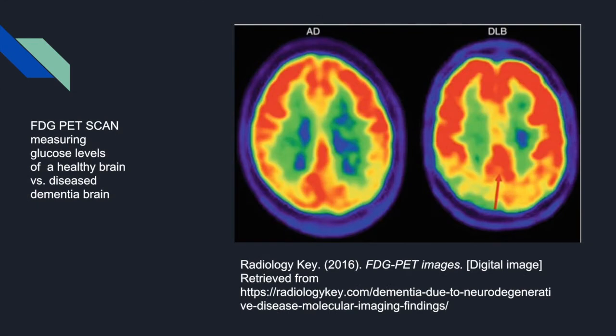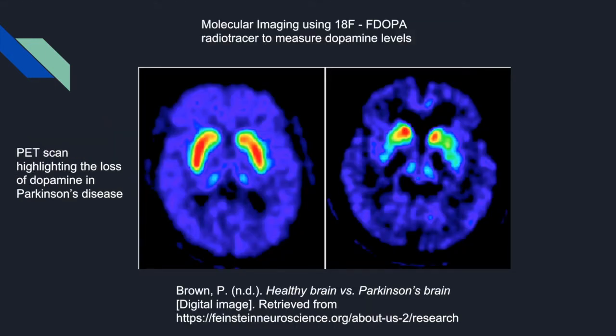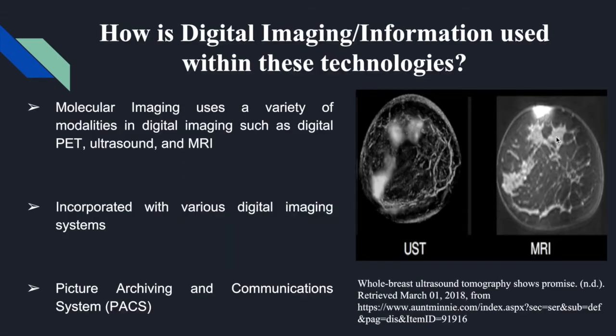So this is an example of an FDG PET scan measuring the glucose levels of a healthy brain versus a diseased dementia brain. And this is an example of a PET scan highlighting the loss of dopamine in Parkinson's disease. And as you can see, a different radio tracer was used to measure the dopamine levels, which is a neurotransmitter of the brain.